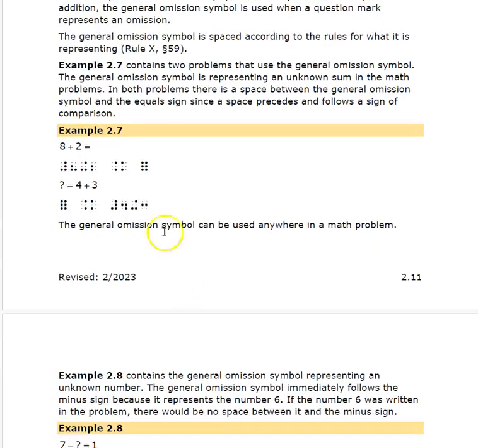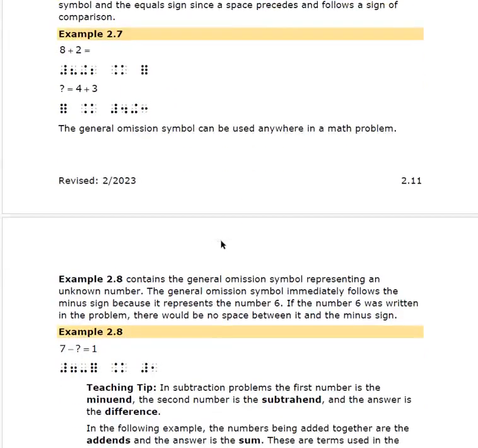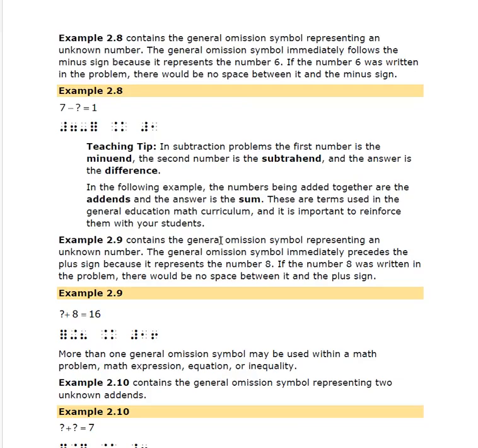So your example shows a full cell for an omission. So 8 plus 2 equals, and then nothing's there in print. So they just use that omission sign. They use a question mark in the next number sentence. It says question mark equals 4 plus 3. So they use a full cell, equal sign, 4 plus 3. Okay? Can be used anywhere in a math problem. Teaching tip. In subtraction problems, the first number is the minuend, the second number is the subtrahend. The answer is the difference. In adding, the addends are what you add, and the sum is the answer.